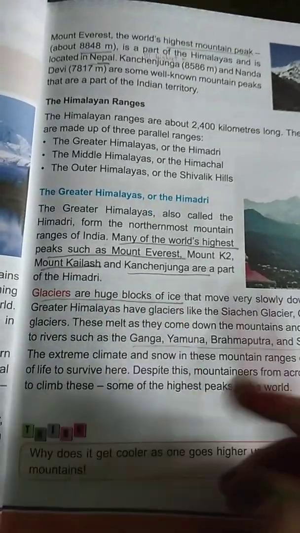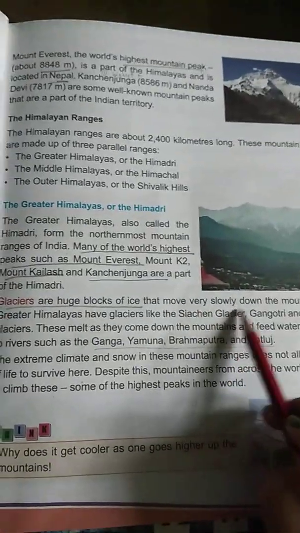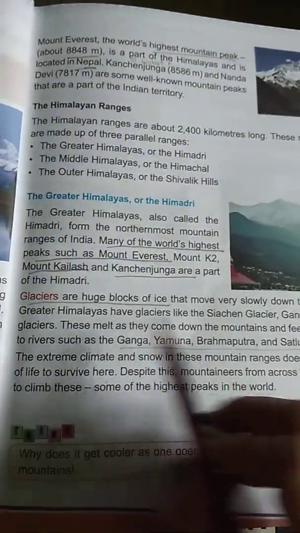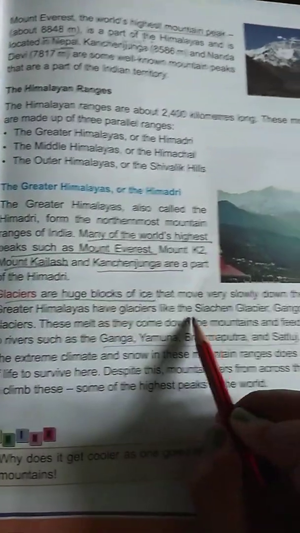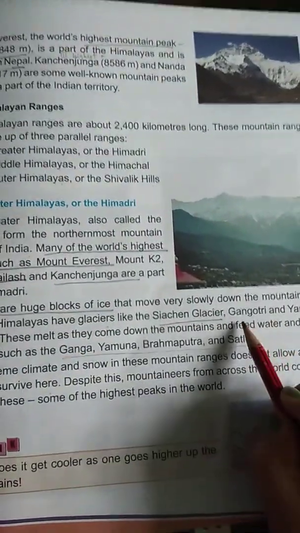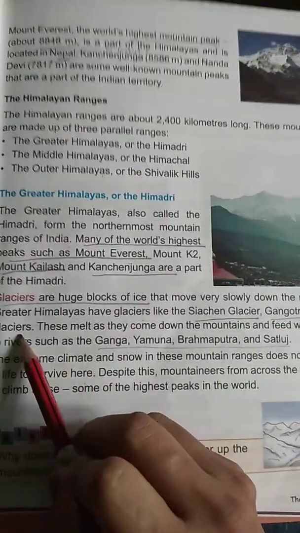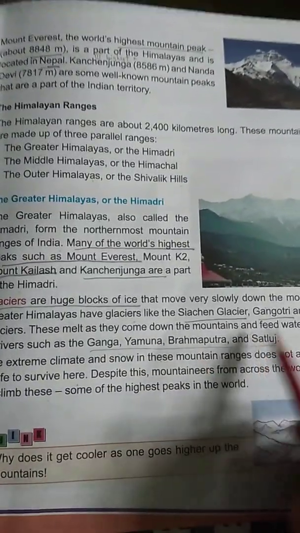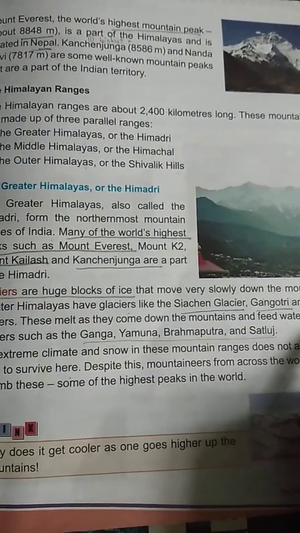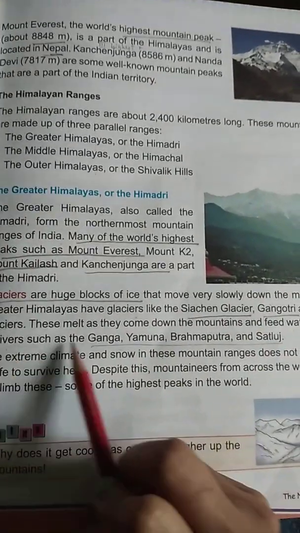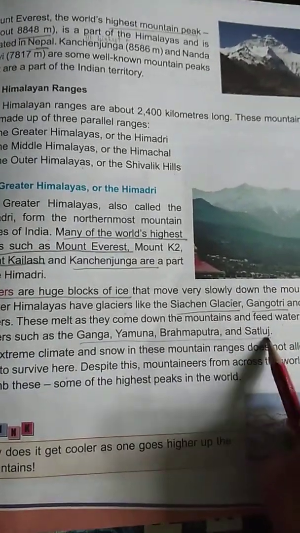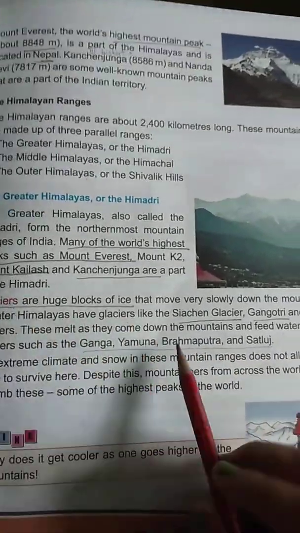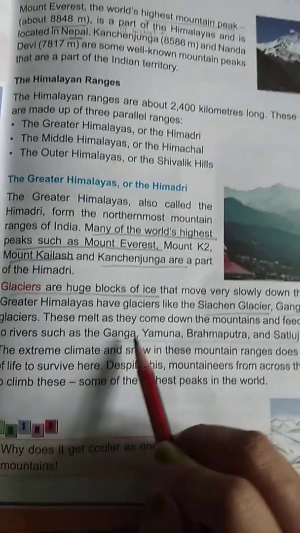Glaciers are huge blocks of ice that move very slowly down from the mountains. In the Greater Himalayas we have glaciers like Siachen Glacier, Gangotri and Yamunotri. These melt as they come down the mountains and feed water. These are the freshwater sources and bring the rich silt of rivers such as Ganga, Yamuna, Brahmaputra and Satluj. Because of these glaciers, the Ganga, Yamuna, Brahmaputra and Satluj get fresh water.